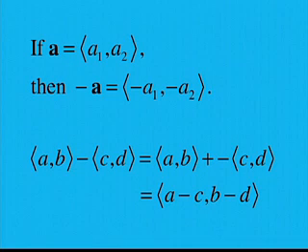If we have vector a, b and we're subtracting vector c, d, then that's equal to adding the opposite of vector c, d. So vector a, b plus the opposite, the negative of c, d. That gives us the vector a minus c, b minus d.